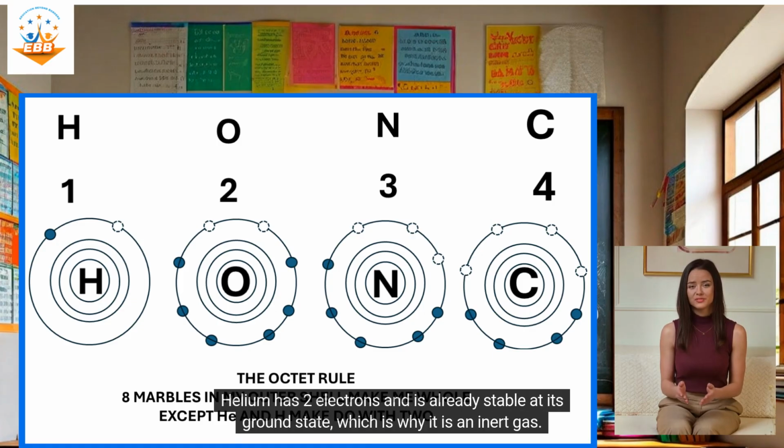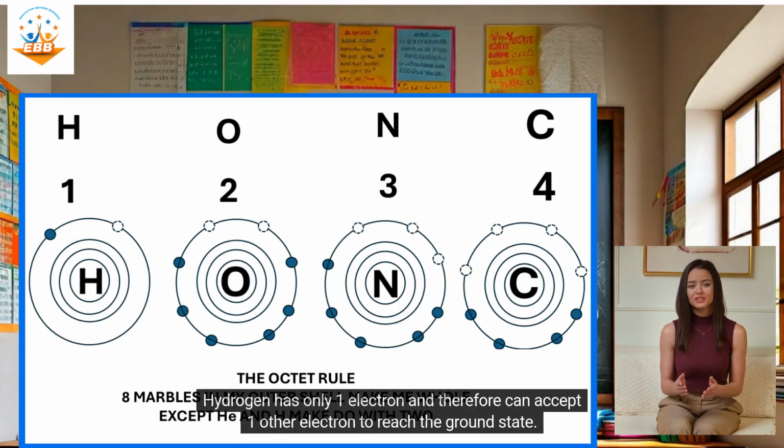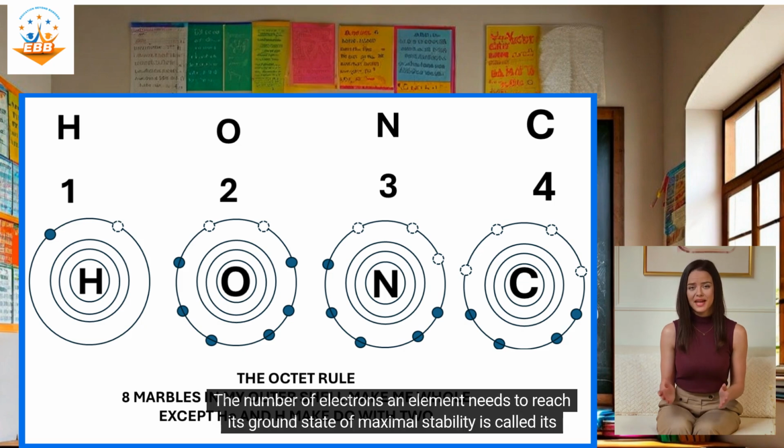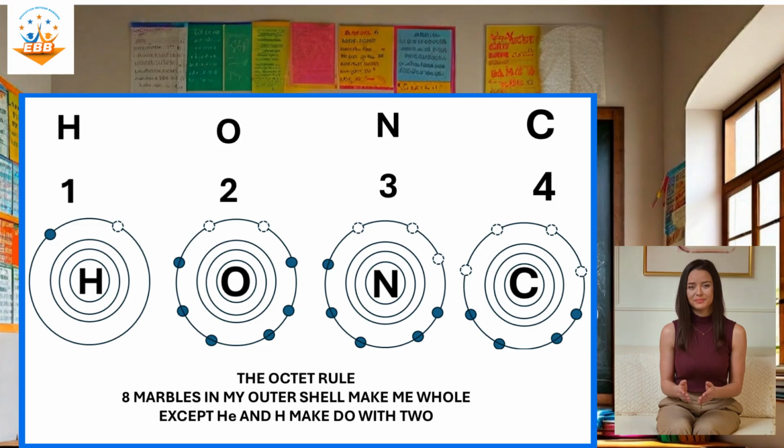Helium has 2 electrons and is already stable at its ground state, which is why it is an inert gas. Hydrogen has only 1 electron and therefore can accept 1 other electron to reach the ground state. The number of electrons an element needs to reach its ground state of maximal stability is called its valence. Hydrogen has a valence of 1, oxygen is 2, nitrogen is 3, and carbon is 4.